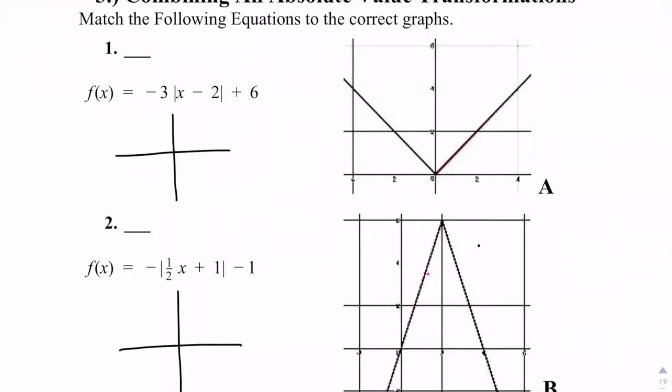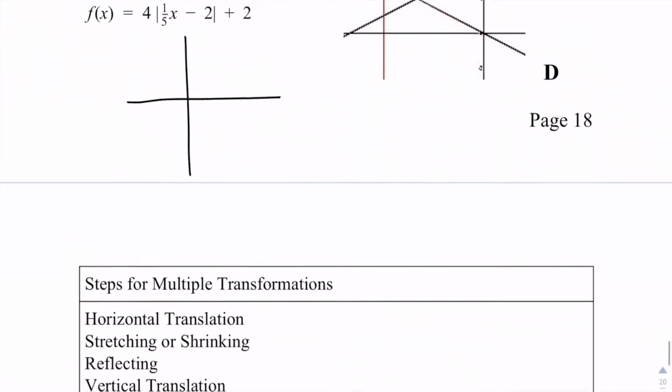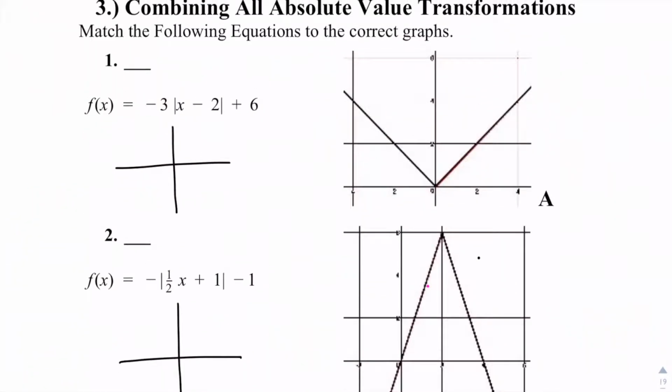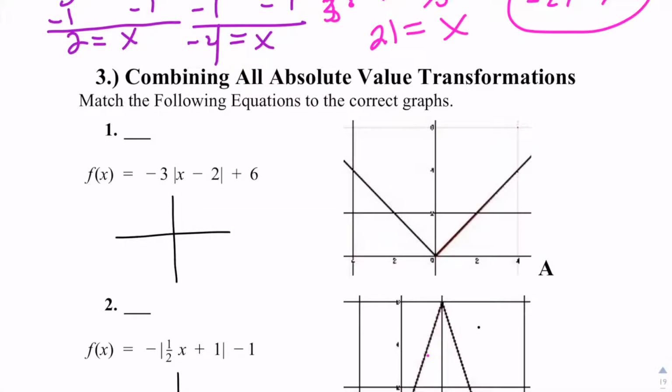It's just going to give me an idea so that I can make a guess of the correct graph to the right here. So what I'll do is I'll use this chart down here that we introduced earlier and make sure that I do my horizontals first, then any shrinking or stretching, then any reflecting, and then any vertical translation to sketch my graph. So if I start with this first equation, I see that inside I have a horizontal shift to the right 2, so 1, 2.